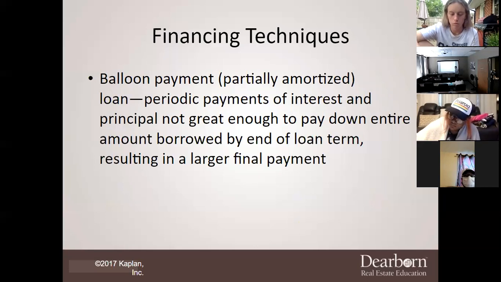A balloon payment. This is an interesting one. It's a partially amortized loan. There are periodic payments of interest and principal, but not great enough to pay down the entire amount borrowed by the end of the loan term, resulting in a larger final payment. So basically your final payment is pretty much going to be the entire loan. It's not an ARM. For the first 10 years I'm locked in an interest rate, and then at the end of those 10 years, if I don't refinance, I'm going to get the balloon payment. So be aware that the final payment is going to be large.